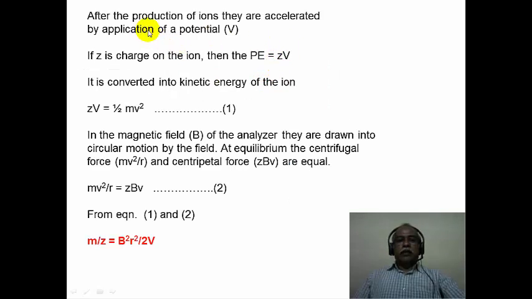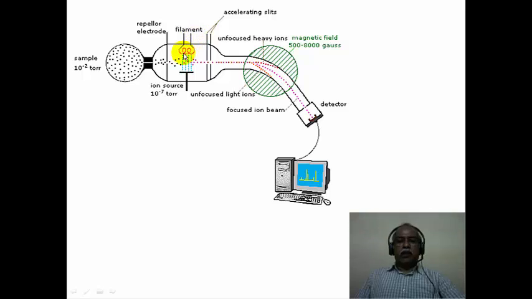Now after the production of the ions, they are accelerated by application of a potential V volts. In other words, the ions are produced here, and a potential of V volts is applied between these two electrodes, so that the ions that are produced get accelerated towards that particular electrode.